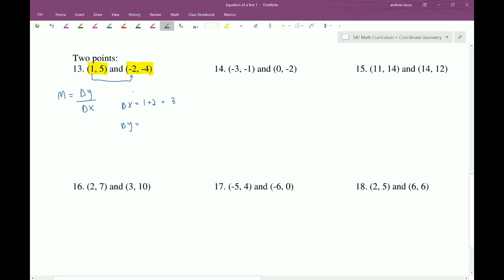Now for the y's, we're going from 5 to minus 4. Do we cross 0? The answer is yes. So we have to add the number parts 5 and 4. And the answer is 9.